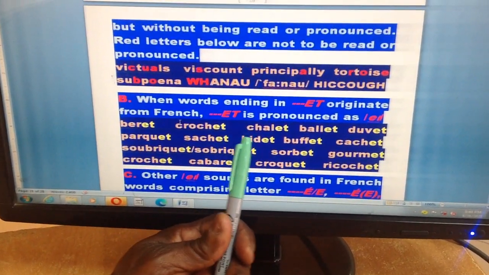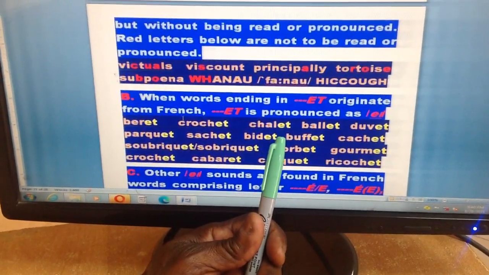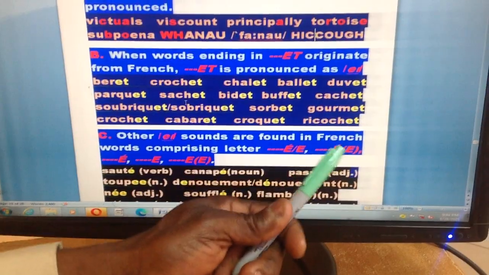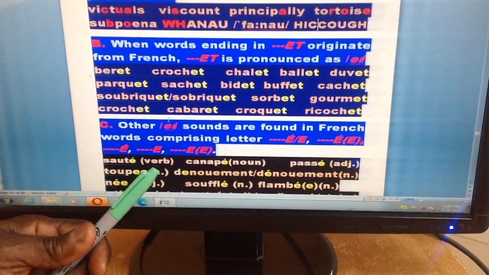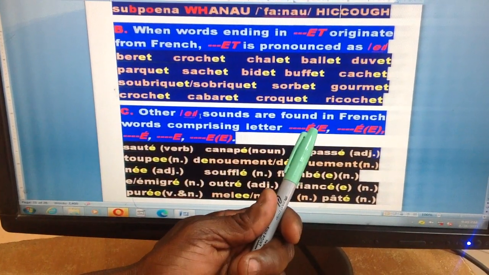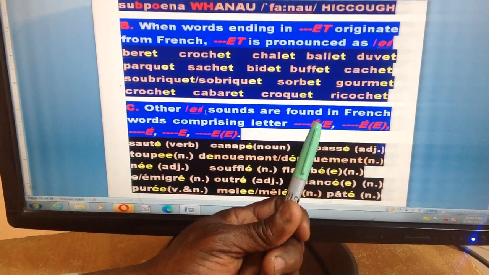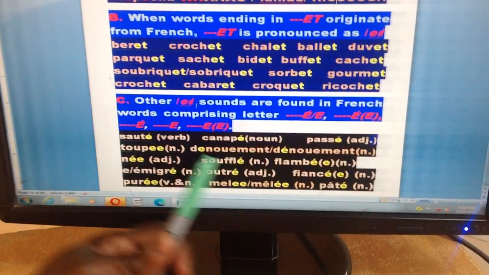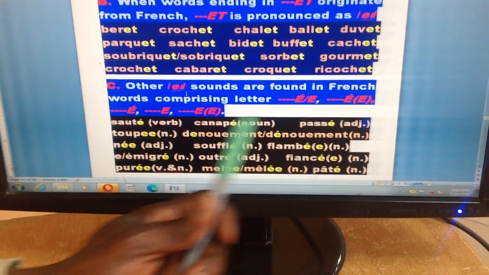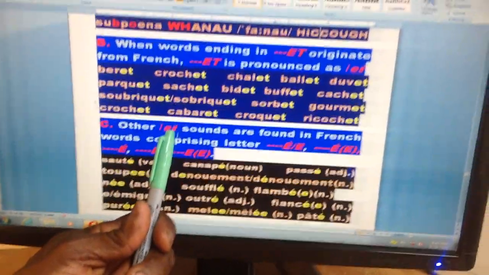Crochet, crochet. Chalet, because it's borrowed from French. Like that, throughout. All right? Ricochet, like that. And so on. Again, other French words that end in a, bearing an acute accent or without an accent, if these words come from French, then they should be pronounced also as a.